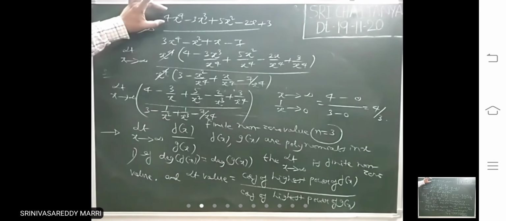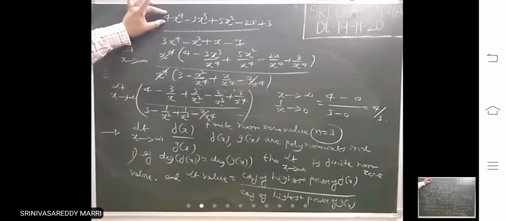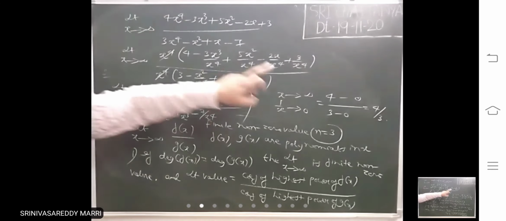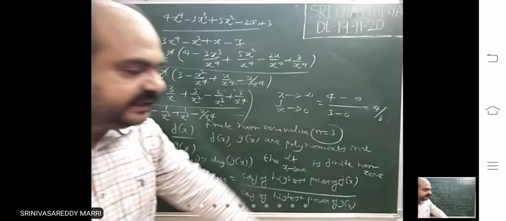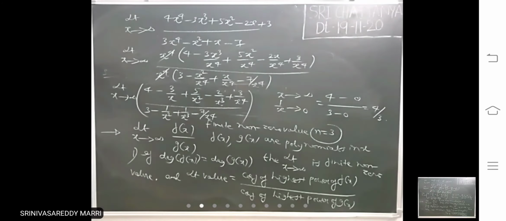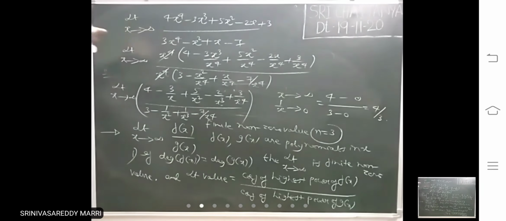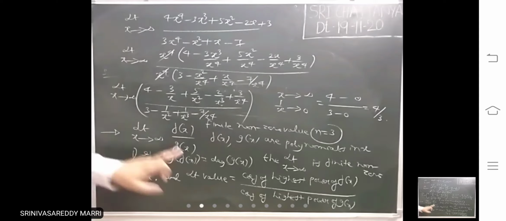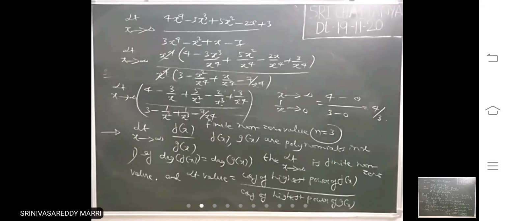Like that, if the degree and degree both are same, your answer is nothing but coefficient of highest degree 4 divided by coefficient of highest degree 3. Limit will be finite only if degrees both are equal. Finite non-zero value. This is the first one I have told. This we will use in number of problems.